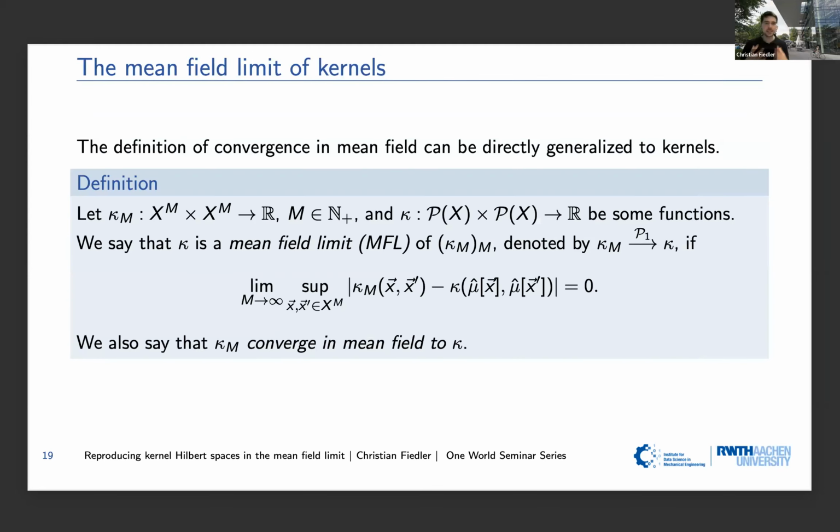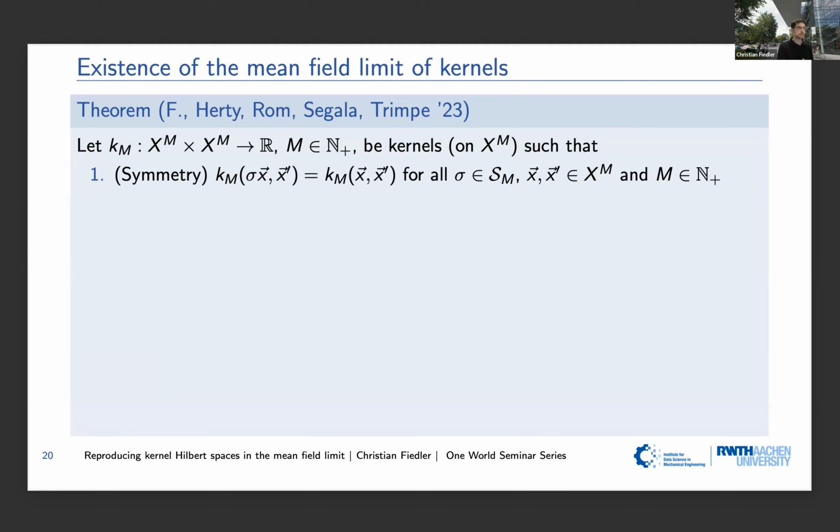So suppose we have a sequence of bivariate functions with an increasing number of arguments in each block, and a function on pairs of probability distributions. Then we say that this latter function is the mean field limit of the former if essentially the same condition as for functions holds true. The only difference is in the sup, where we evaluate over two arguments, not surprising. We then also say that in this case, kappa m converges in mean field limit to this limit function kappa.